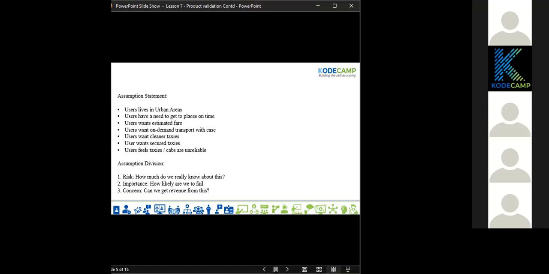Okay, what did users want? Users want cleaner taxis. I think Charles placed it in the important and known quadrant, while my own was under important and unknown. So I don't know if perhaps you did any explanation as regards that when I was away. So my explanation was okay.